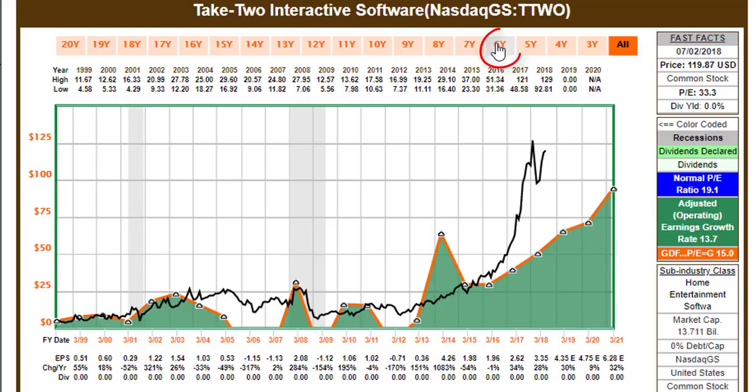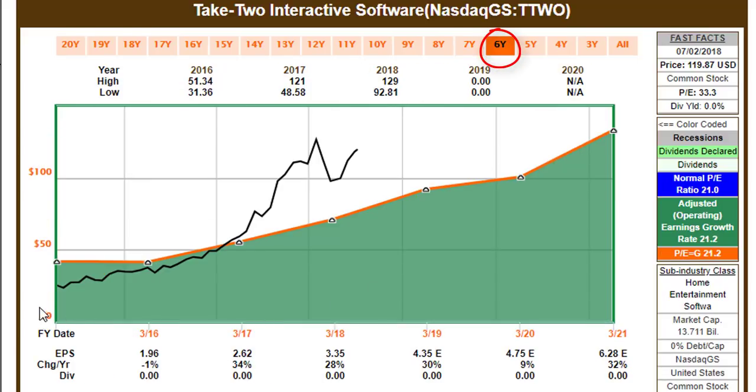So let's shorten this graph down to just this period of time where earnings growth has been excellent. The growth rate of earnings here is 21.2%. You can see earnings went from $1.96 to $2.62 to $3.35, and then are expected to be $4.35. The E stands for estimate in 2019, followed by 9% growth, followed by 32% growth.